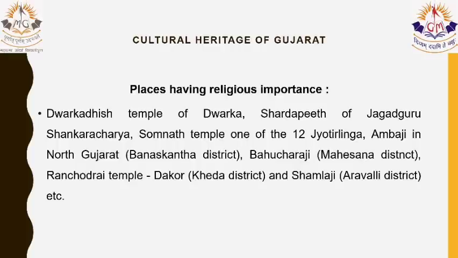Then we have this famous Somnath temple, which is one of the 12 Jyotirlingas. Next is Ambaji Mandir or the Ambaji temple in North Gujarat, that is Banaskantha district. Then we have Bahucharaji temple that is situated in the Mehsana district.